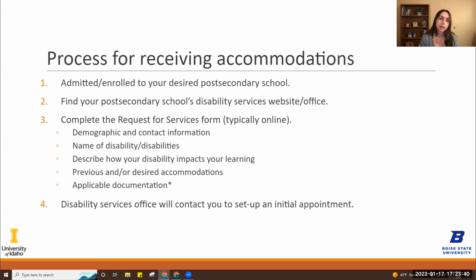Like Julia and Erin stated, those documentations are mostly the evals from a psych or IEP or 504, whatever you can get that has that diagnosis. But typically the eval that has the diagnosis on it is what is desired. And then the disability services office will contact you or the student to set up an initial appointment after they have been set up with a coordinator and that coordinator has been assigned to them. So that's the process for receiving accommodations.